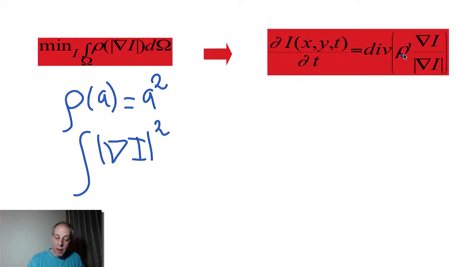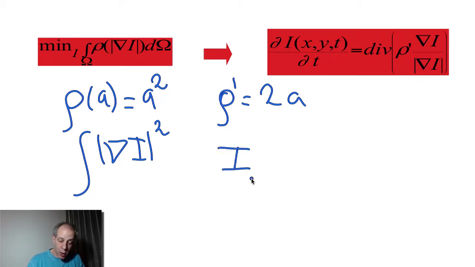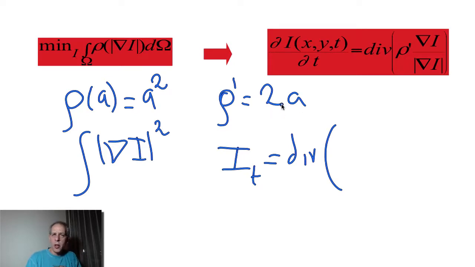And then the Euler-Lagrange, so if rho of A is A squared, then rho prime is 2A. So instead of rho prime, I have to put 2 times whatever is inside rho, which is the gradient. The Euler-Lagrange equation is equal to the divergence of rho prime, basically 2A. Let me ignore the 2, it's just a scale. So A will mean replace the gradient.